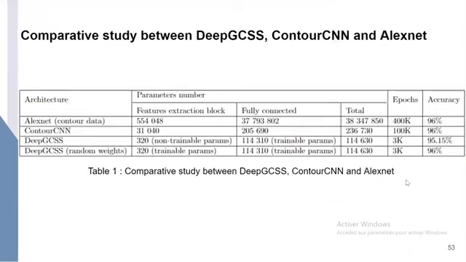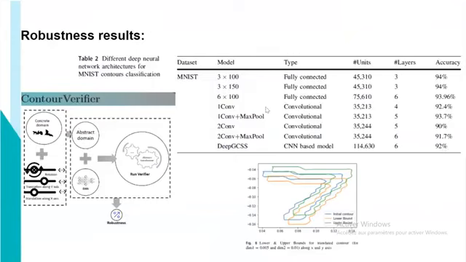So moving now to the other comparison we did with given deep learning architectures, we didn't only compare based on the accuracy, we also compared based on the number of parameters. This model presents a very small number of parameters compared to others, and the number of epochs is also less, with competitive accuracy. So this is the paper, and when it comes to the robustness, we performed the robustness evaluation using the ContourVerifier.